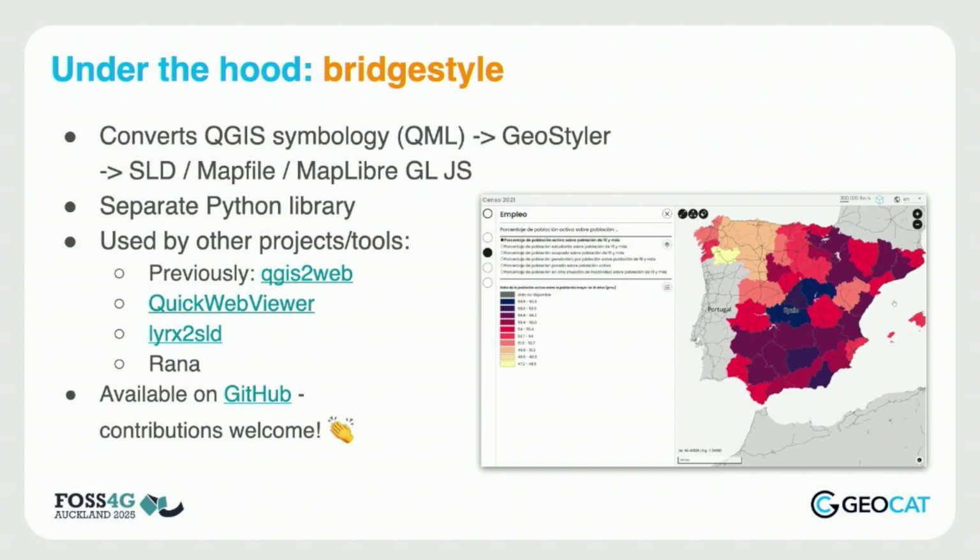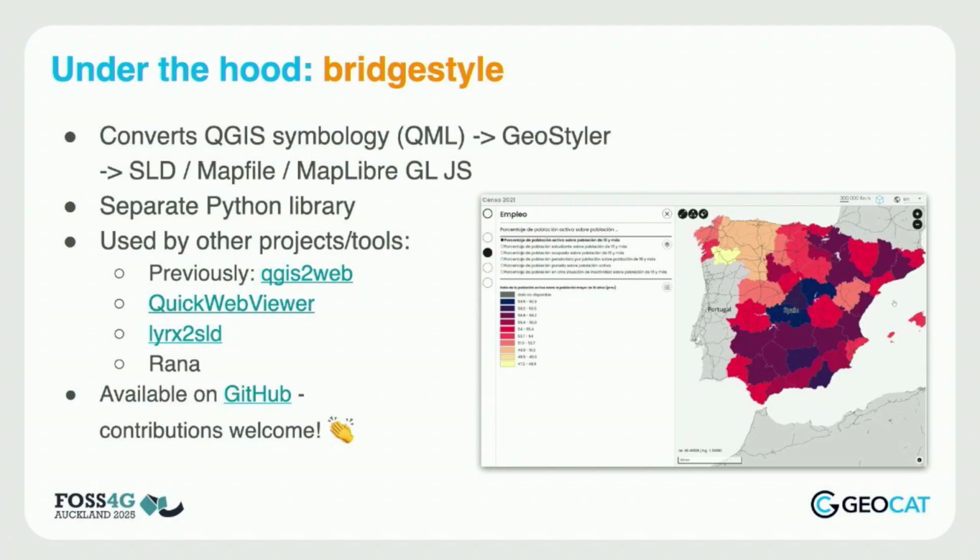So under the hood, for QGIS, we have a library called Bridge Style. It converts QGIS symbology, QML, using GeoStyler and then to SLD, MapFile, MapLibre. It's a separate library in Python. It's used by other projects. Apparently it was used by QGIS to web. I don't know the internals of that, if they moved away or I don't know, and I asked Sander, but he didn't have an immediate response.